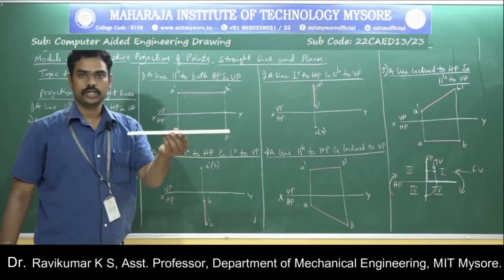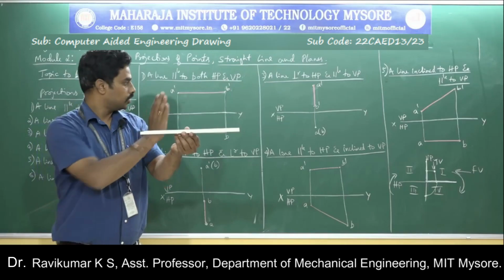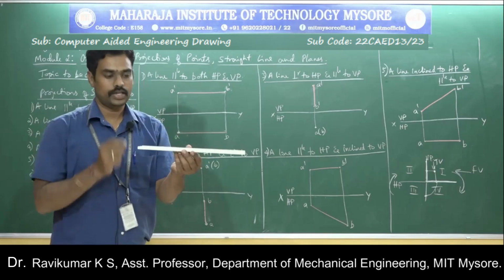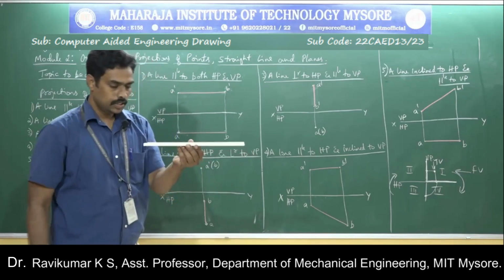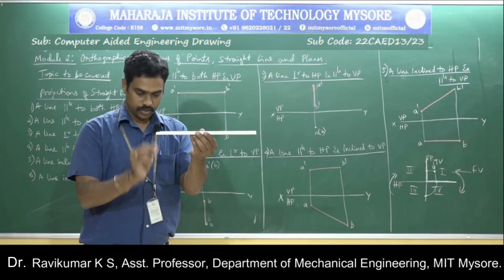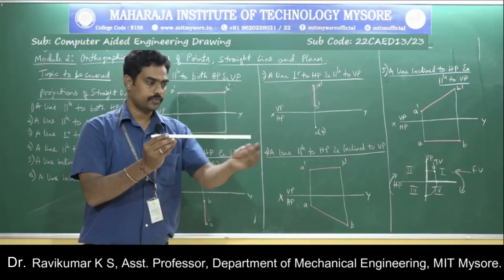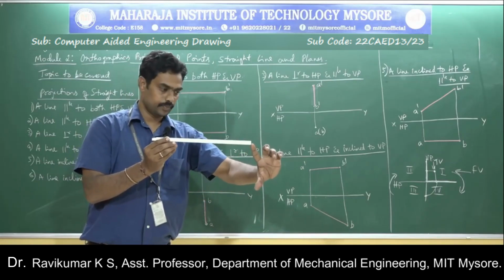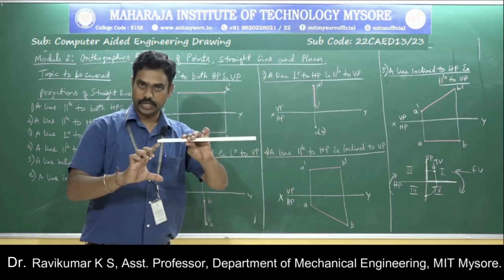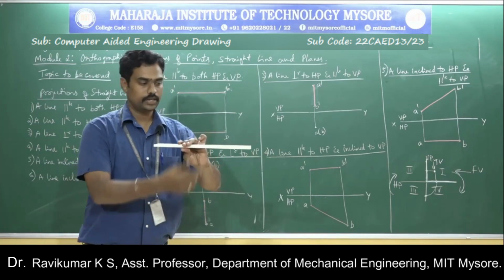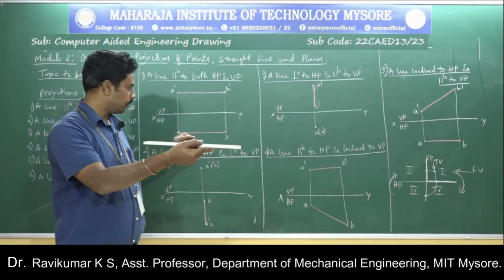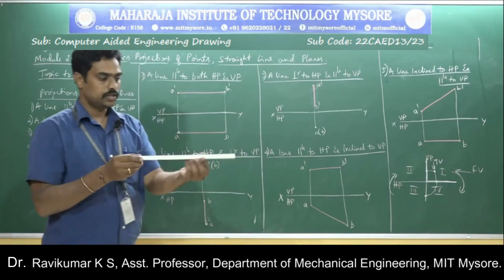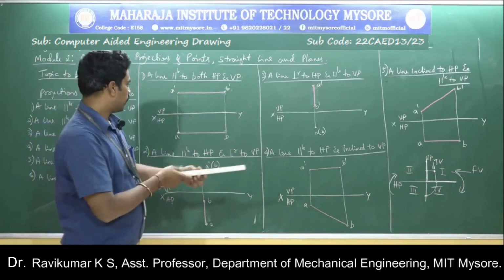Okay, now I am keeping the line like this, so it is parallel to both VP as well as HP. Now how can you define this as parallel? Look, the distance from this point to the horizontal plane and the distance from this point to the horizontal plane, if it is the same, then it is parallel to that particular plane. Then the distance from this point to the vertical plane and this point to the vertical plane, if it is the same, then it is parallel. Okay, so this is parallel to both planes. That is what I have written here.